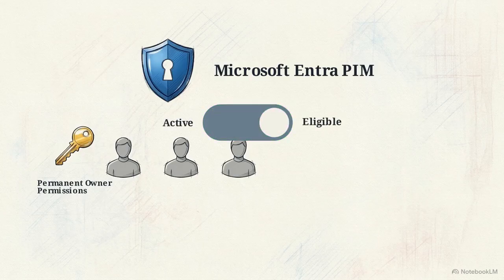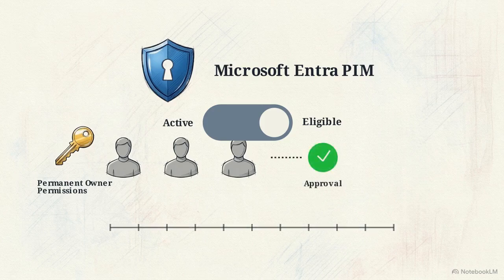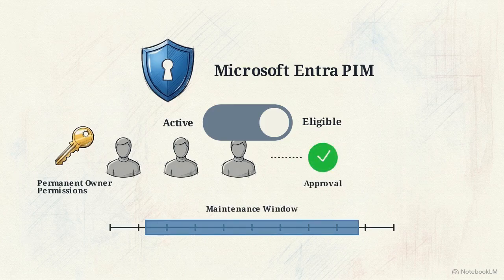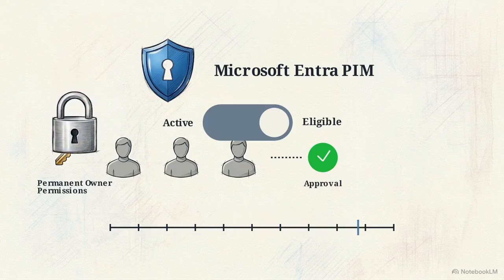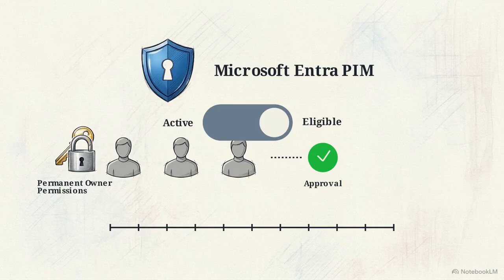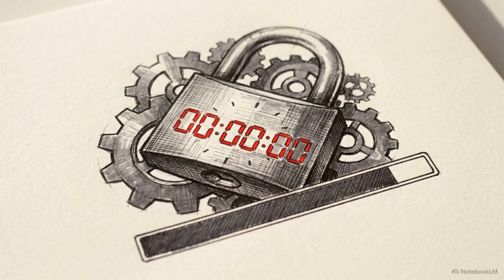The solution is Microsoft Entra Privileged Identity Management. PIM makes that privileged access eligible instead of permanently active. An administrator requests access, an approval workflow triggers, and the access automatically expires when the maintenance window ends. True zero-trust identity requires time-bound, auditable elevation rather than static permissions.